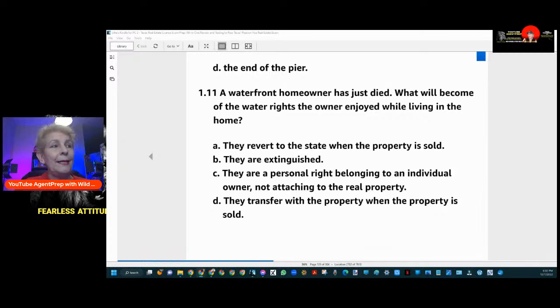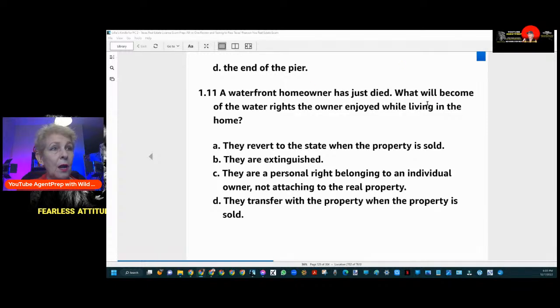Number 11. A waterfront homeowner has just died. What will become of the water rights the owner enjoyed while living in the home? A, they revert to the state when the property is sold. B, they are extinguished. C, they are a special personal belonging to an individual owner not attaching to the real property. Or D, they transfer with the property when the property is sold.